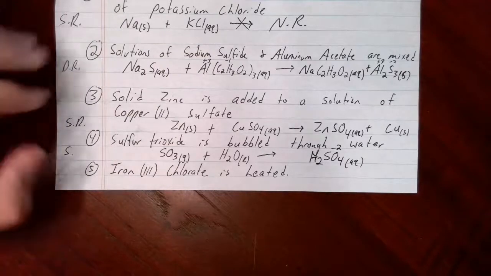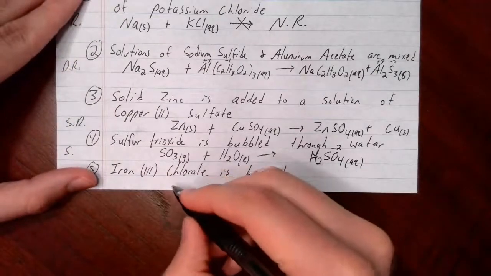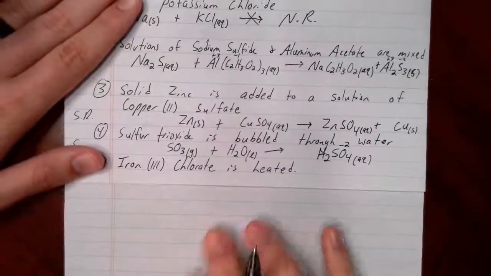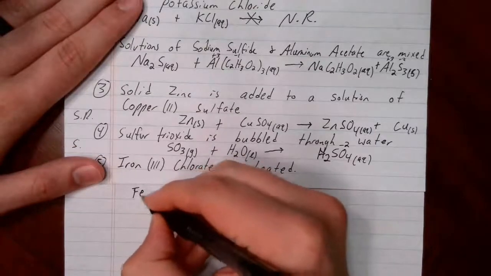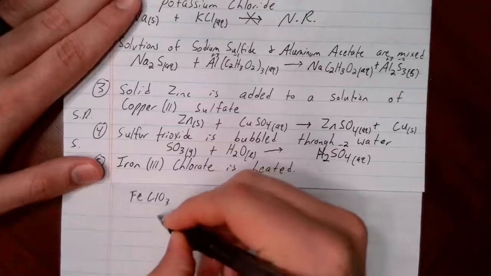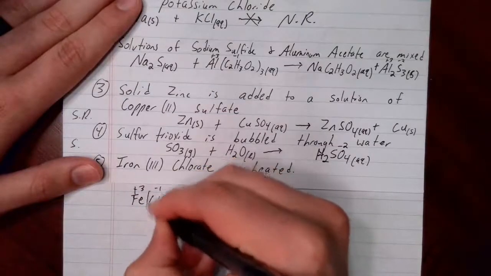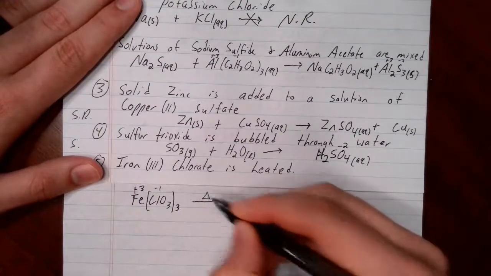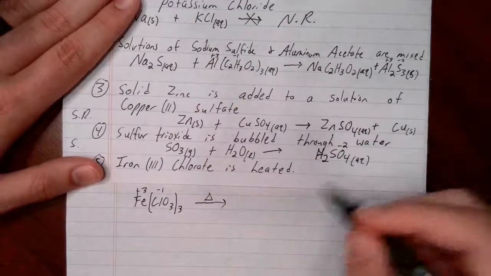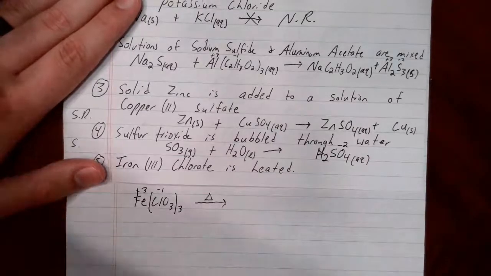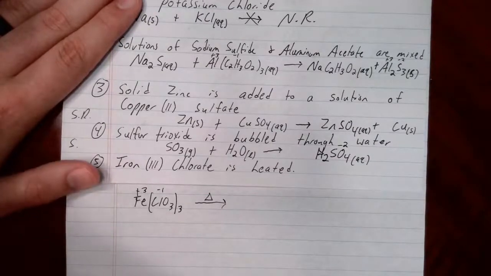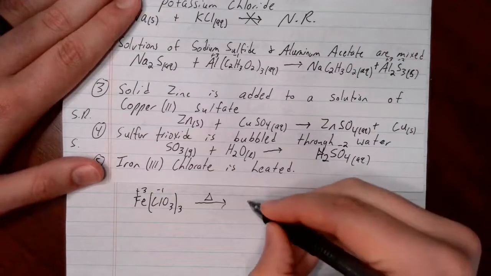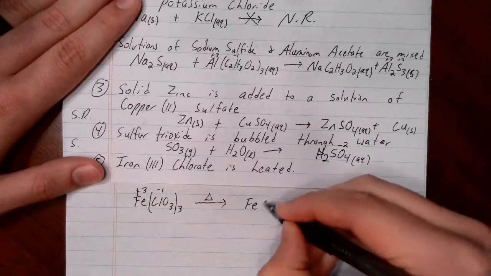And the last one, iron 3 chlorate is heated. I'm running out of room, I apologize. So let's go down here. So let's say iron Fe chlorate, ClO3. So if iron is +3, chlorate's -1, I have that. It's heated, so I draw the arrow. Remember to put the triangle showing heat there. So then remember, this is one of these special decomposition type reactions. So when a metal chlorate decomposes, I get a metal chloride. So my metal was iron chloride.